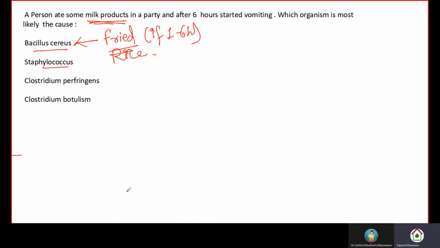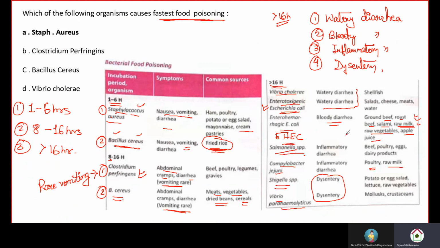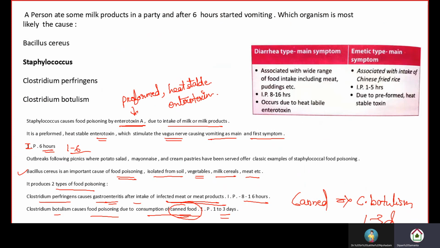If you see the whole chart, you can see either the diarrhea type or the vomiting type. You see here vomiting is there in the 1 to 6 hour group, but no diarrhea. Also diarrhea is there, but vomiting is the first and most common clinical feature of this food poisoning, while others are diarrhea type. So we can also classify this food poisoning according to the main symptom, that can be diarrhea or emetic, the vomiting type.